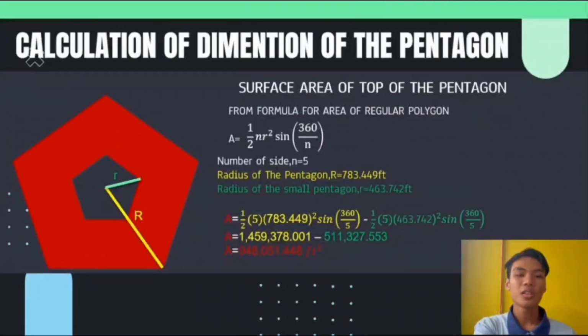So we are gonna substitute the value of R and n in the formula. To calculate the shaded region only, we take the pentagon area minus the small pentagon, which is the area of the yard. So we substitute and we get the area for the shaded region, which is the surface area of the top of the pentagon, is 948,051.448 feet square.